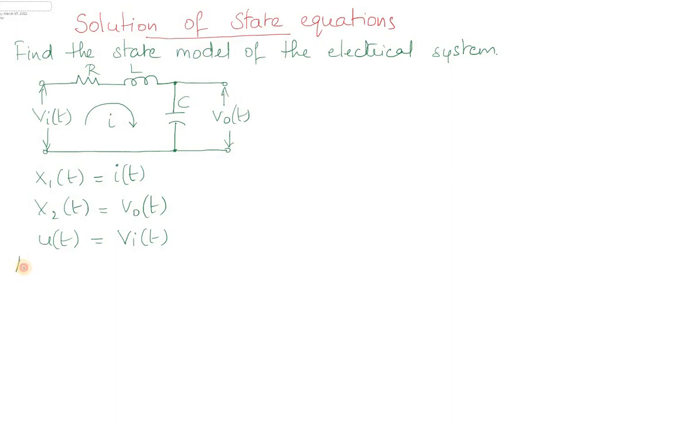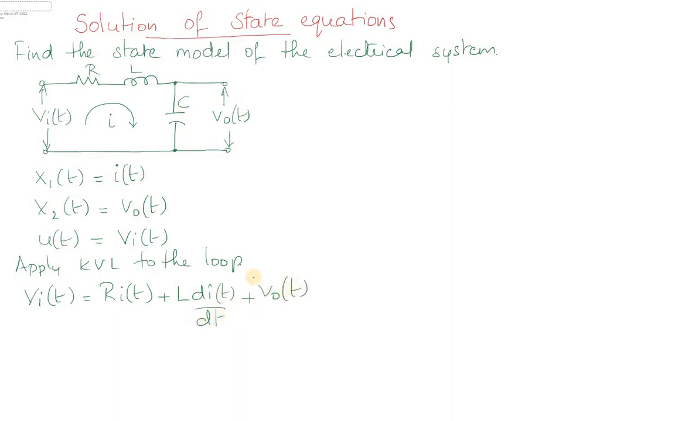So we can write, apply KVL to the loop. So Vi of t is equal to R into I of t plus L di of t by dt plus V naught of t. This is the voltage across the capacitance. So directly we can write V naught of t, or else we can also write 1 by C integral I dt.